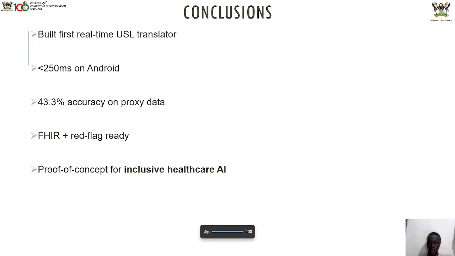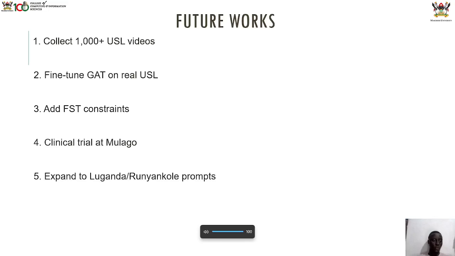Now the future work. We plan to collect over 1,000 real Uganda Sign Language videos, fine-tune the GAT model, add medico-logical rules, conduct a clinical trial at one of the hospitals, like Mulago here, and then expand to other local languages like Nyankole, because in Uganda we have very many.